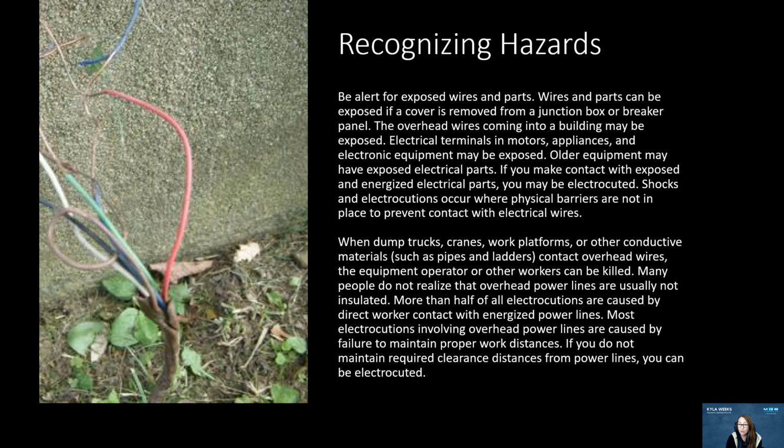Shocks and electrocutions occur where physical barriers are not in place to prevent contact with electrical wires. When dump trucks, cranes, work platforms, or other conductive materials such as pipes and ladders contact overhead wires, the equipment operator or other workers can be killed. Many people do not realize that overhead power lines are usually not insulated. More than half of all electrocutions are caused by direct worker contact with energized power lines. Most electrocutions involving overhead power lines are caused by failure to maintain proper work distances. If you do not maintain required clearance distances from power lines, you can be electrocuted.